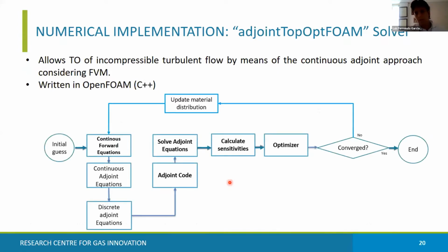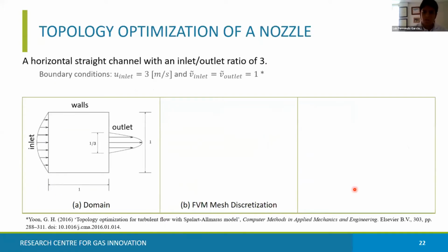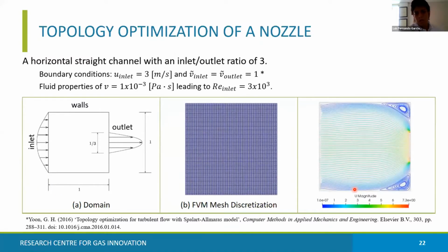Everything was written in OpenFOAM version 1912. We call it the adjoint topology foam solver, and it takes the state equations, the adjoint equations, calculates the sensitivities, uses the optimizers, and checks if the convergence criteria is reached to either update the material distribution or give us a final optimized topology. So I will show you quickly two different results, one 2D and the other 3D.